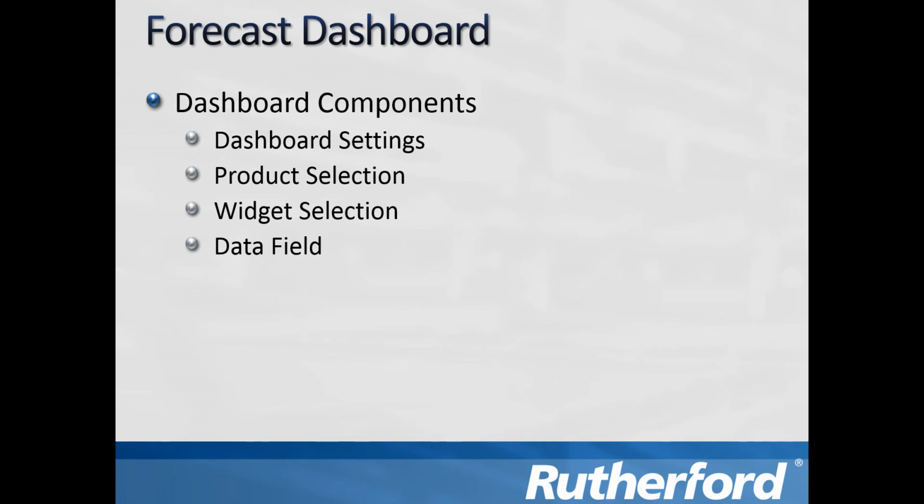The forecasting dashboard consists of 4 components: the dashboard settings panel, the product selection panel, the widget selection panel, and the data field, which is composed of 3 subpanels: worksheet, sales, and purchasing.